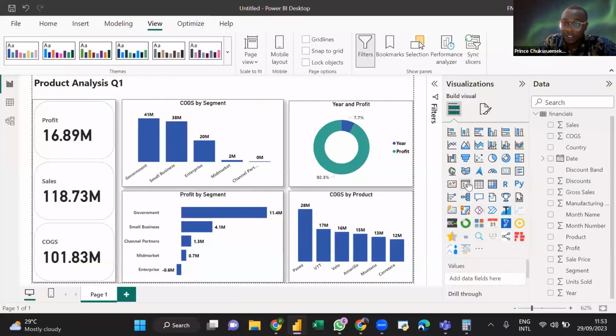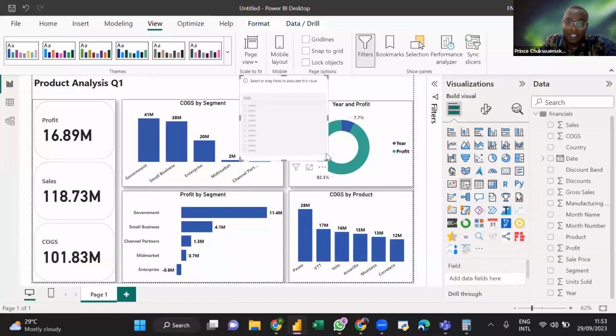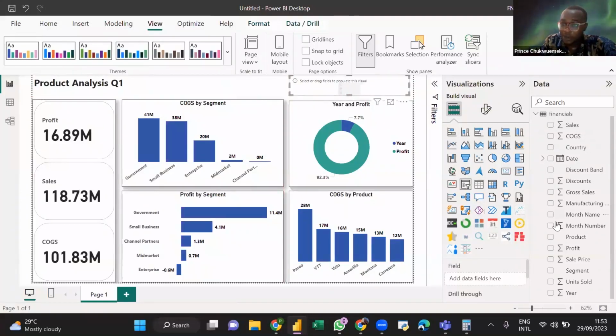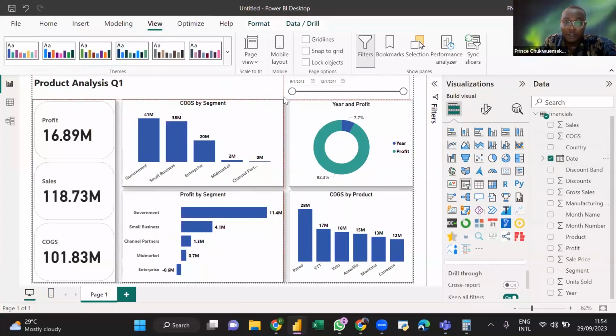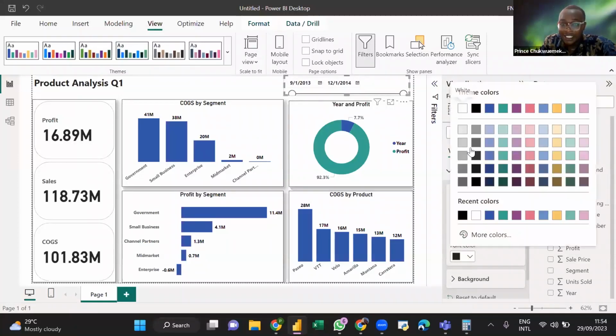One of the things I would also want to add again is a slicer to make it real time, so that we can filter by date or by a particular period of month. If you want to filter by month, we have what we call month name here, or let's just put in date here. So if you want to filter for a particular period, let's just do some editing. I'm going to bold and increase the information we have here.